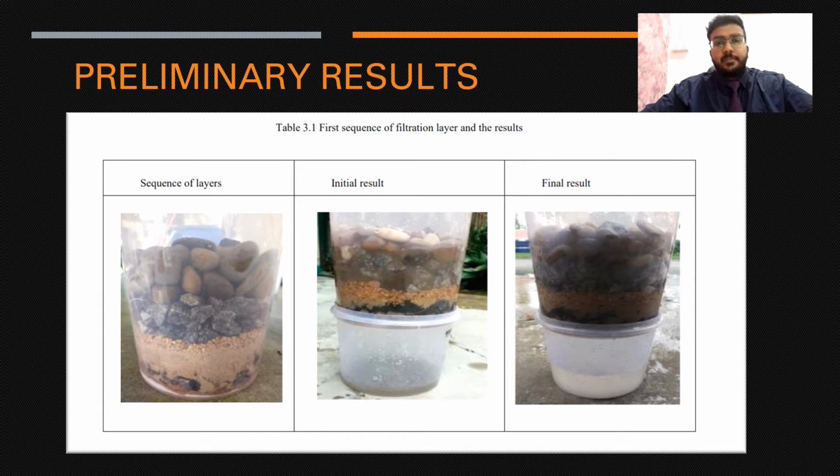Let's talk about the preliminary results. The first sequence of filtering layers is shown in table 3.1 along with the results. The thickness of the filter layers is insufficient. The pebbles and gravel are heavier substances and compress the layers of cotton and coconut fiber. After compacting, the coconut fiber and cotton layers become too thin. Additionally, the sand layers were not compacted properly, resulting in the sand layer mixing with the layer of charcoal.